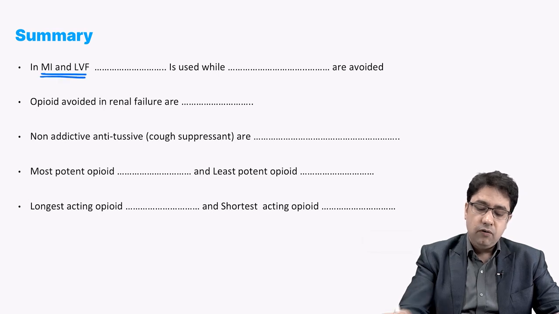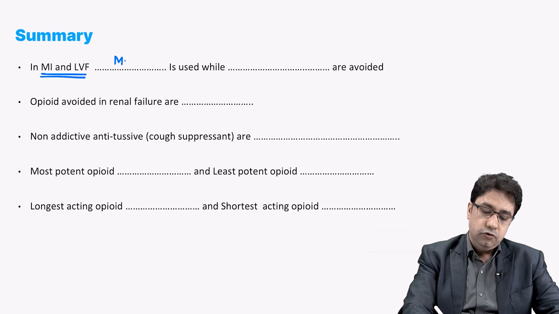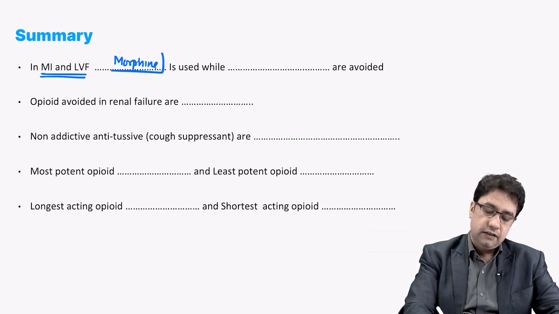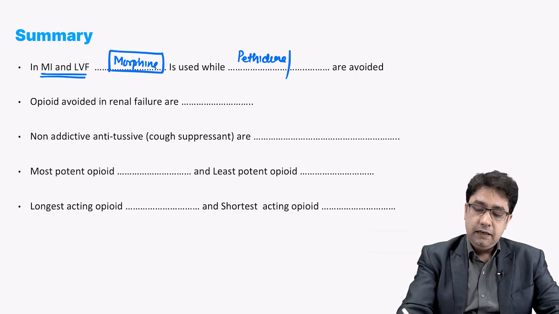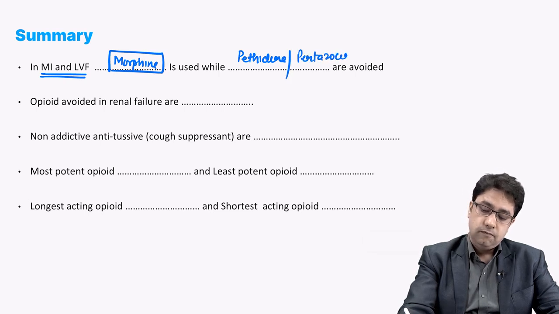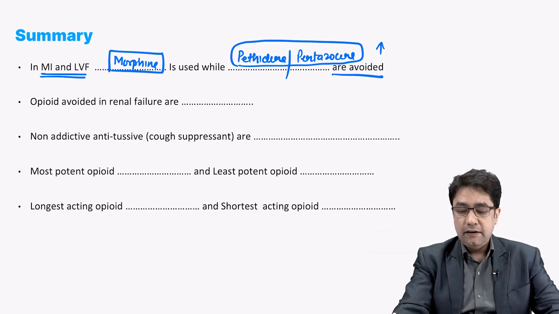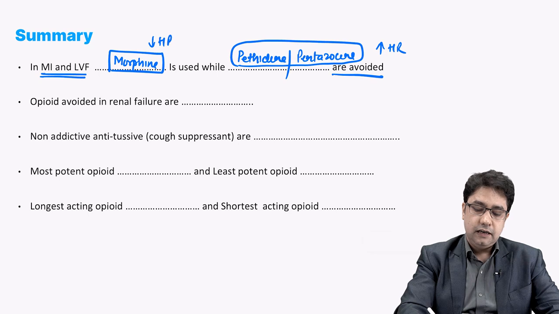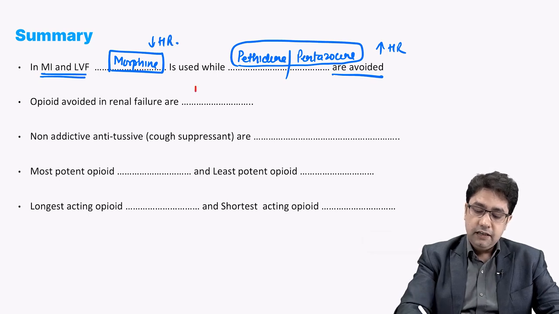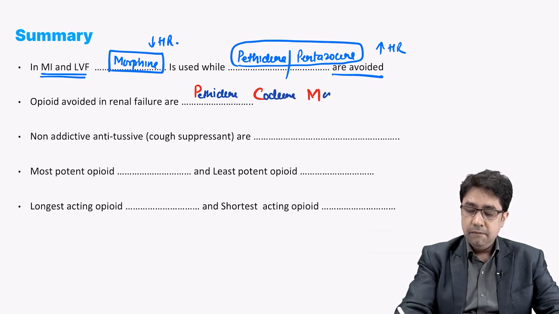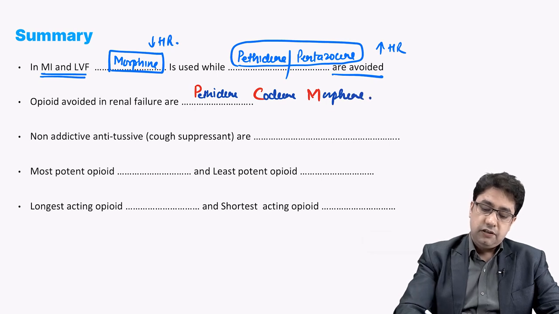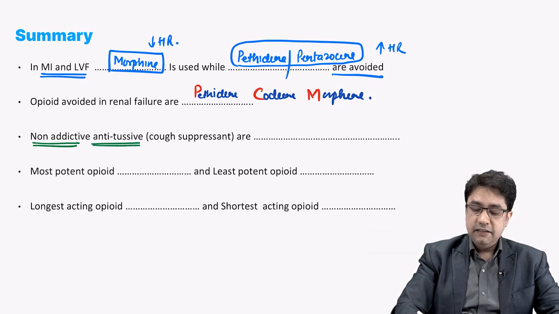In MI and left ventricular failure, morphine is used because morphine reduces heart rate, while pethidine and pentazocine are not used, because they increase heart rate. Morphine decreases heart rate. Opioids which are avoided in renal failure are PCM. P for pethidine, codeine and morphine. Which drug is a non-addictive antitussive or cough syrup?